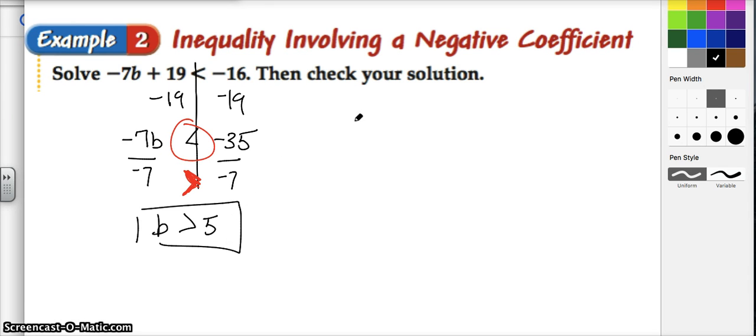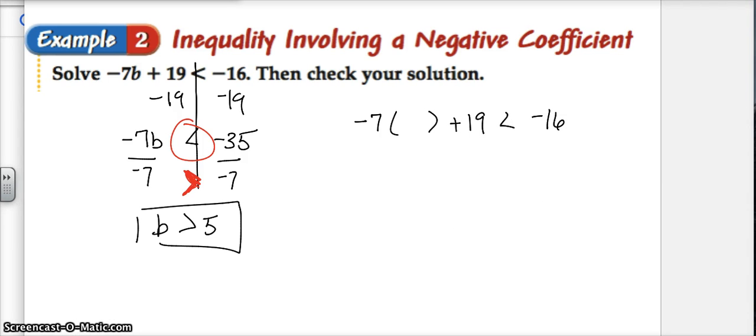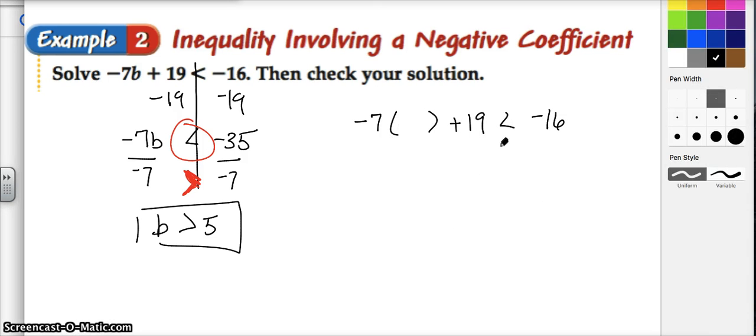So now we check. So I go back to the original equation. What I should have said is we're going back to the original inequality. And what I'm going to do to check is to put an answer in that satisfies this inequality. I almost put 5 here, but that's what we do when it's equal to. Here it says b has to be greater than 5. So I'm going to put a number in that's greater than 5 and see if it's true.